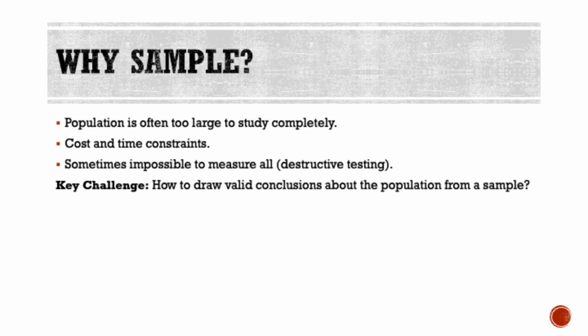Why do we use samples instead of studying the entire population? First, the population is often too large to study completely. It would be impractical to survey every voter or test every product. Second, there are cost and time constraints. Studying a sample is much cheaper and faster than studying the entire population. Third, sometimes we simply cannot measure everything, for example, in destructive testing where the item is destroyed in the testing process. The key challenge of statistics is how to draw valid conclusions about the population from a sample.